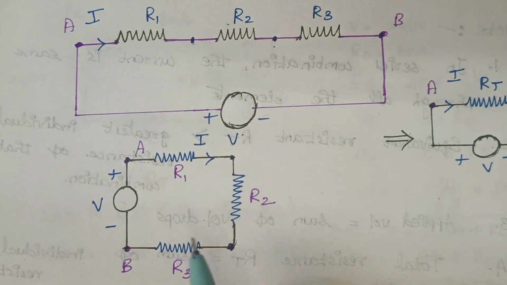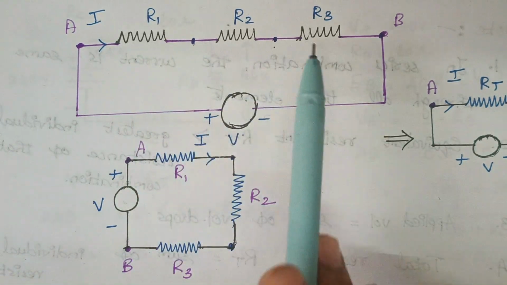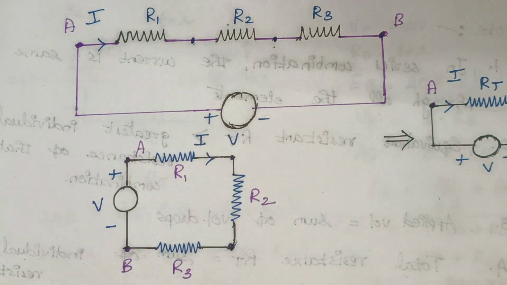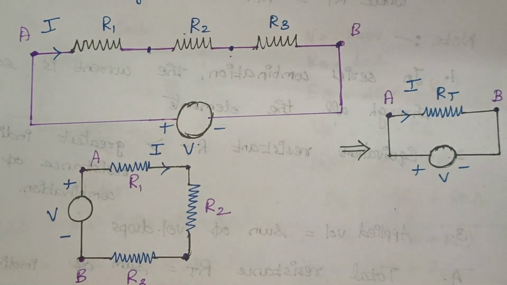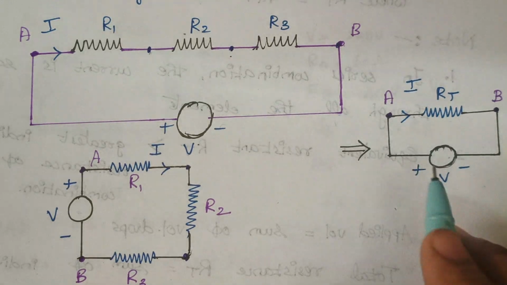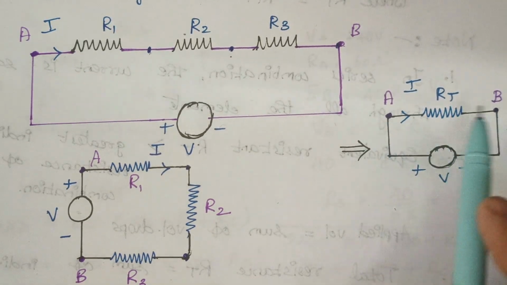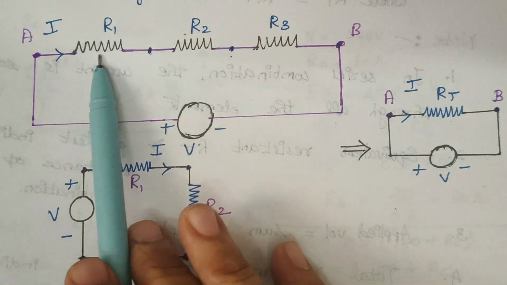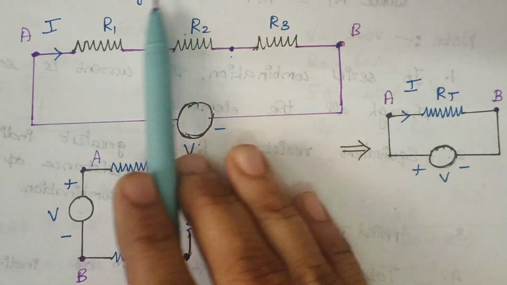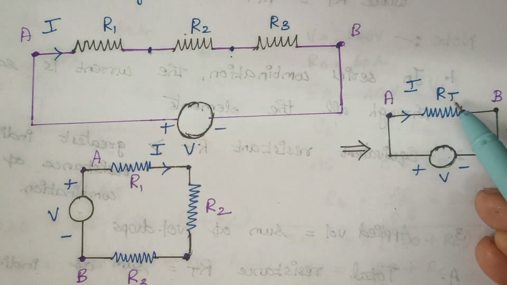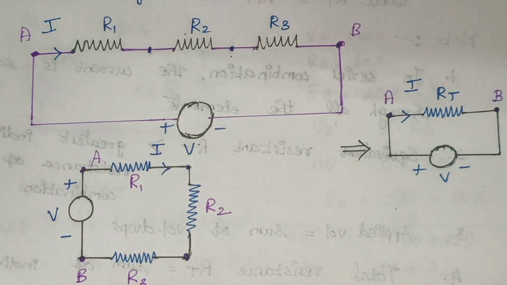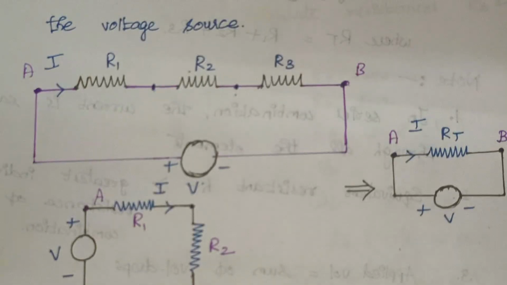Since we have three resistors in series, we are going to replace the three resistors by their equivalent resistance. This is what is shown here. We have a voltage source and two terminals A and B, and instead of drawing three resistors, we are replacing the three resistors by a single resistor. That is, RT is nothing but the total resistance.